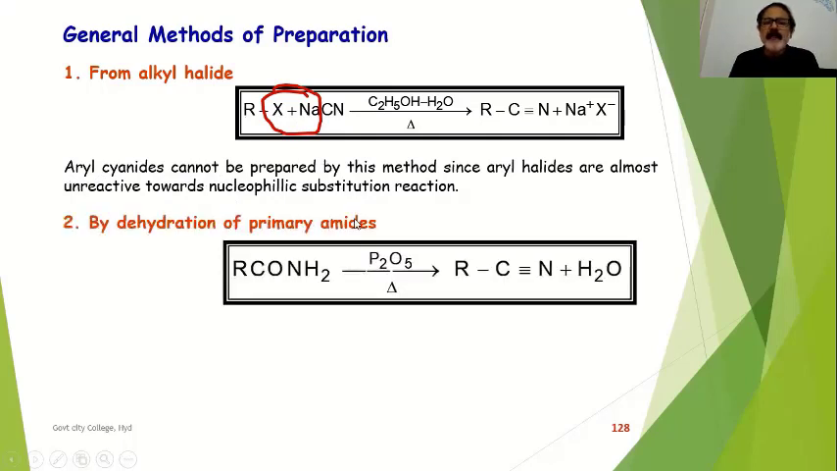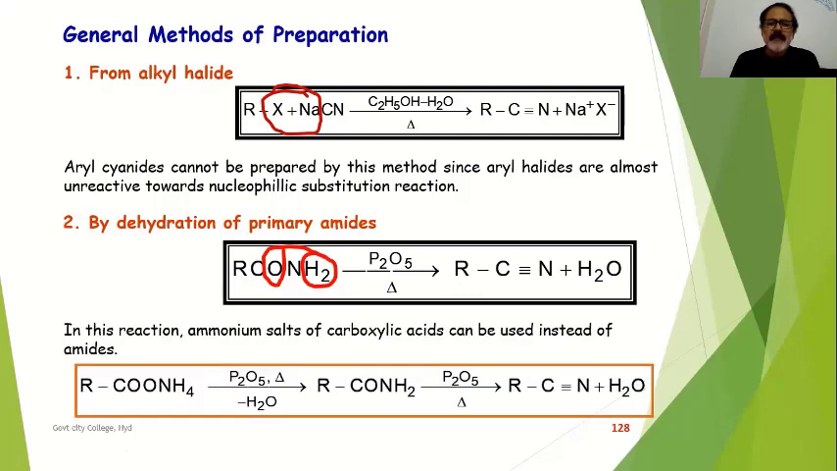Next, from dehydration of primary amides. You should know the amide group, C double bond O NH2, with an oxygen on the carbon and 2 hydrogens on the nitrogen. We dehydrate it, removing water using phosphorus pentoxide. When you heat this compound in the presence of phosphorus pentoxide, the 2 hydrogens from nitrogen and 1 oxygen from carbon are removed as water and you get an alkyl cyanide. This is one of the easiest methods to prepare cyanides. Remember, in dehydration, water is removed: the oxygen from carbon and 2 hydrogens from nitrogen.